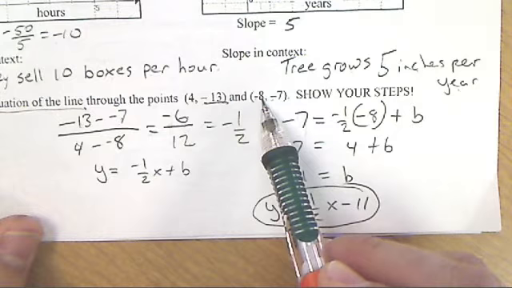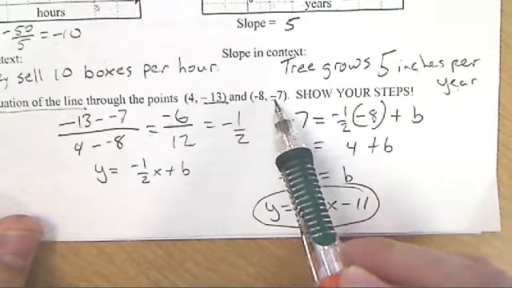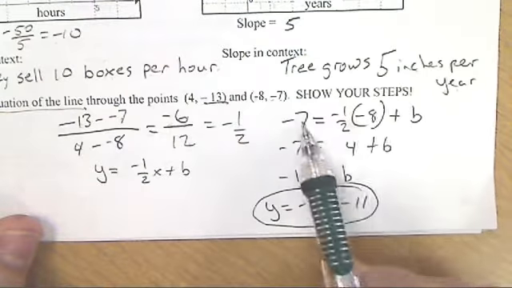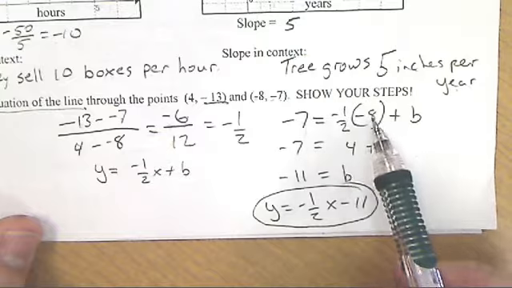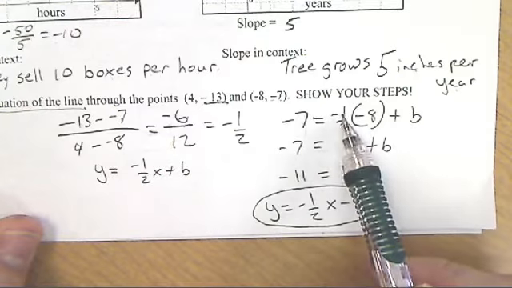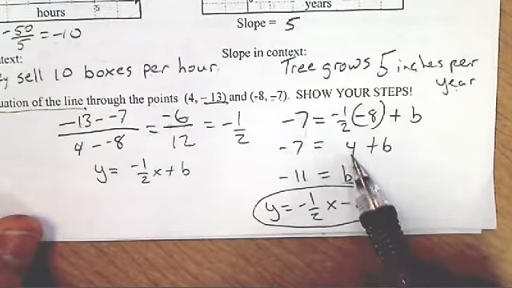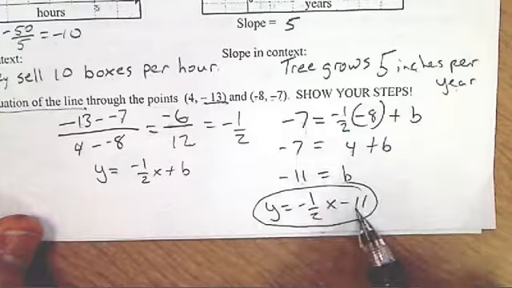I picked -8 for my x and -7 for my y. Plugged them in. -8 times -1 is +8, divided by 2 is 4. Subtract 4 from both sides, and that's how I got the -11.